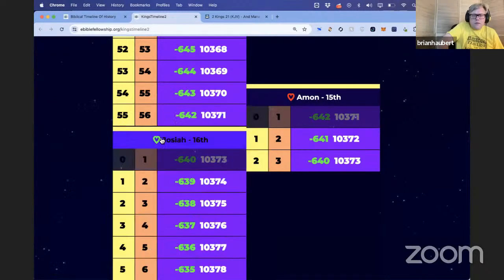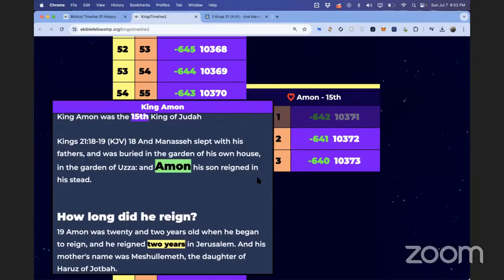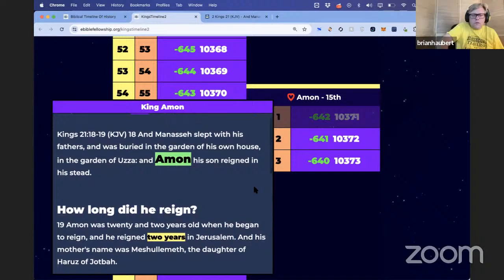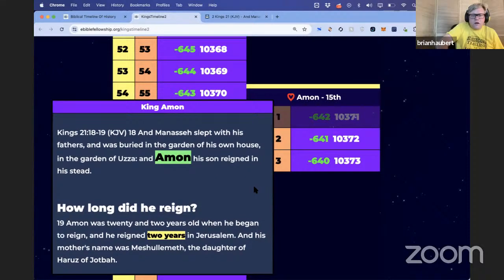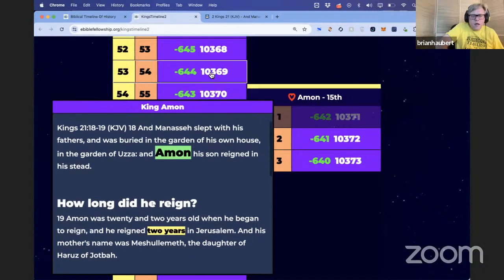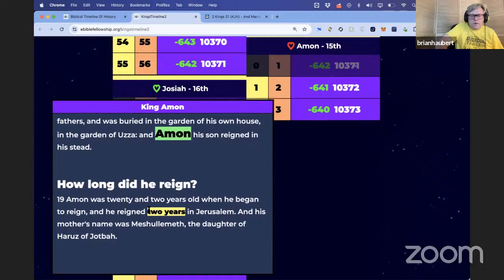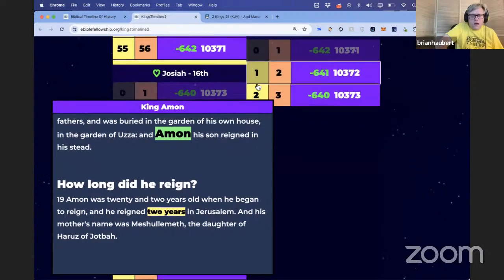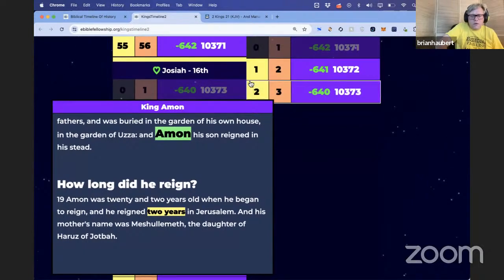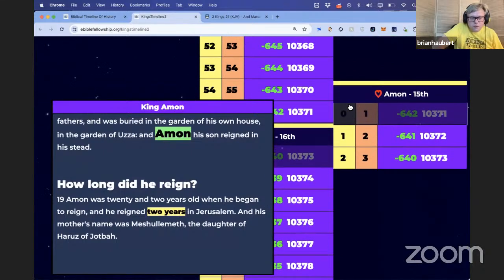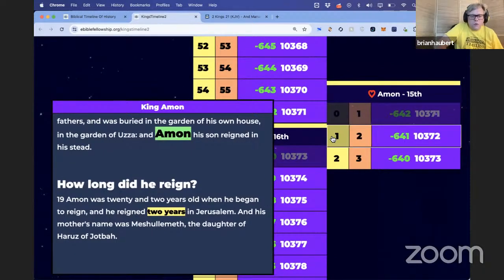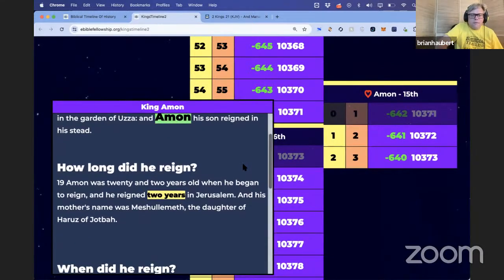And Manasseh slept with his fathers and was buried in the garden of his own house, in the garden of Uzza, and Amon his son reigned in his stead. Amon was 22 years old when he began to reign, and he reigned 2 years. This would be 2 accession years. And he reigned 2 years in Jerusalem, and his mother's name was Meshullemeth, the daughter of Haruz of Jotbah.